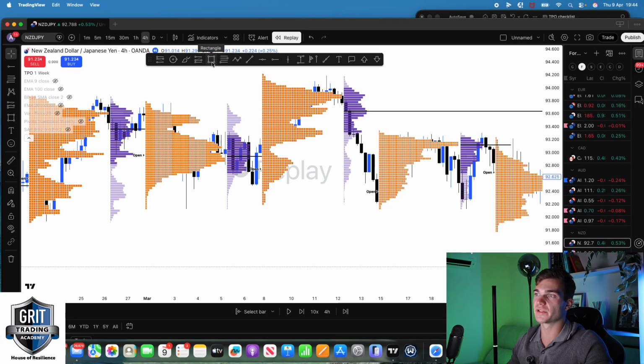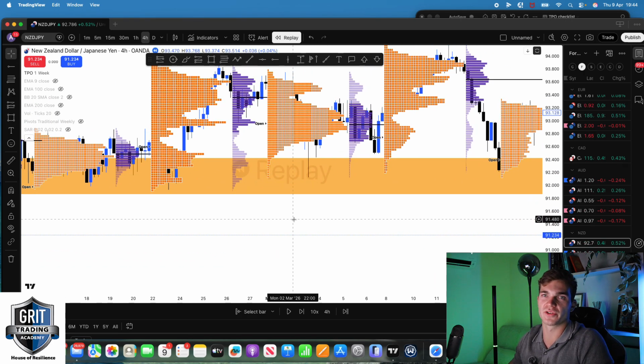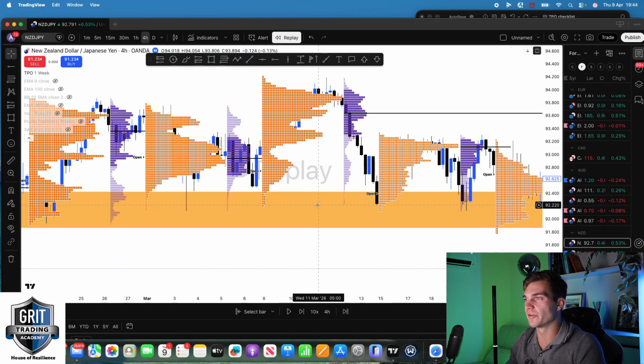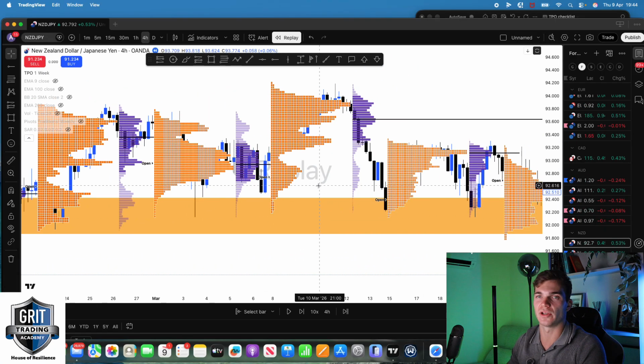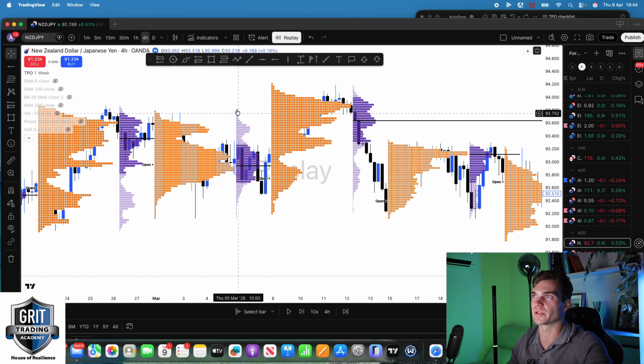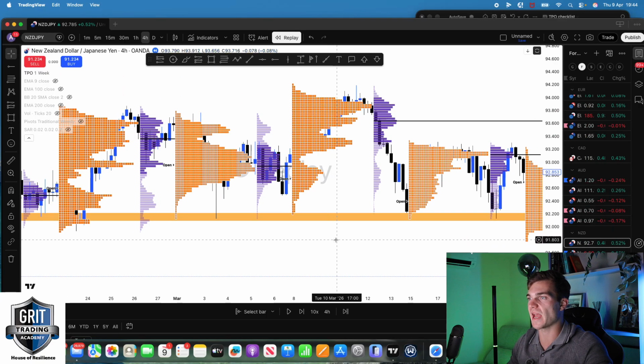Now, one key thing to note here is you don't want to make these zones massive, right? If you've got an area of support or resistance on your screen that looks like this, how the hell are you meant to trade from that? How do you know where price is going to look to move around and change direction from this massive box? You just simply don't. So the tighter you can keep it, the better. I wouldn't personally make it any bigger than that.